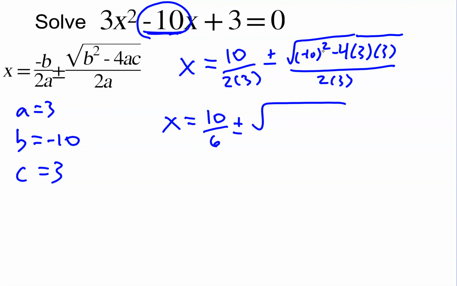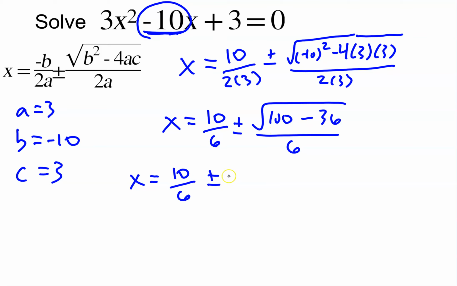So remember this. When you square a negative, you always get a positive. So we don't even have to write the negative technically because it's always going to turn positive anyways, but we should have 100 minus 4 times 3 is 12, times 3 is 36, so 100 minus 36, and that's also over 6. So just to finish this up a little bit, 10 divided by 6, we have plus or minus 100 minus 36 is 64 over 6.